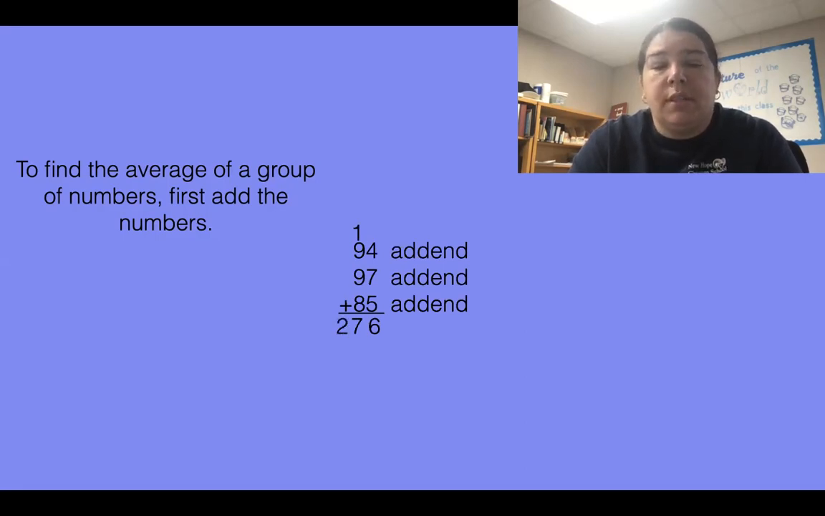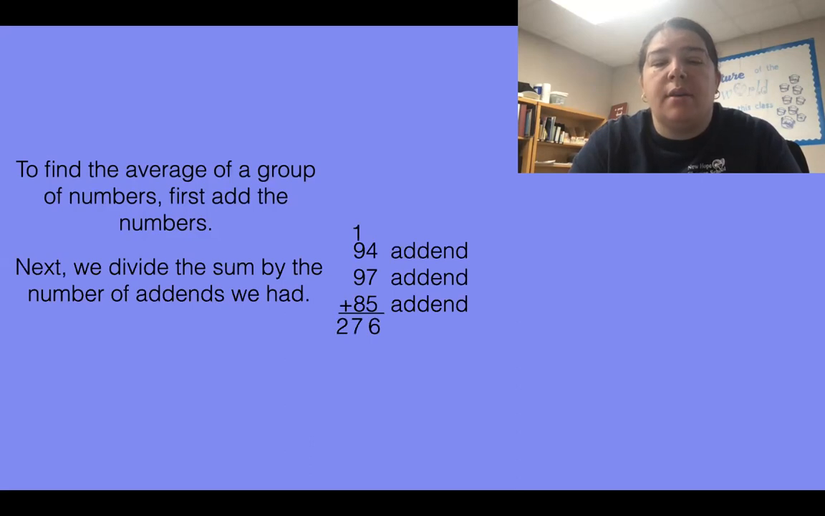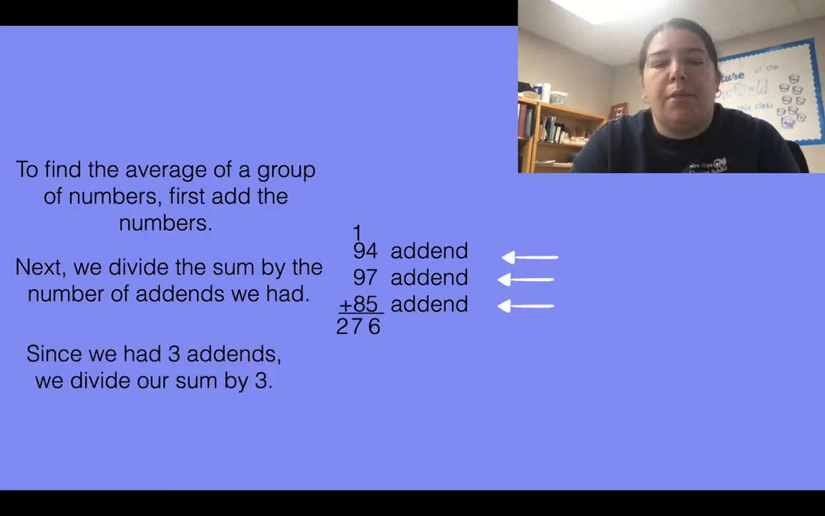We have 276. When we divide the sum, which was the answer, 276, we divide it by the number of add-ins. Look at those add-ins. We have 1, 2, 3 add-ins. So we're going to divide by 3. When we do that, we take 276, we divide it by 3. Okay, this is going to be easy. You've been doing division for a while.